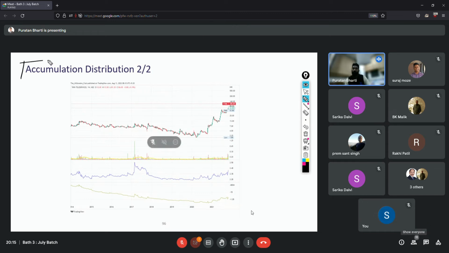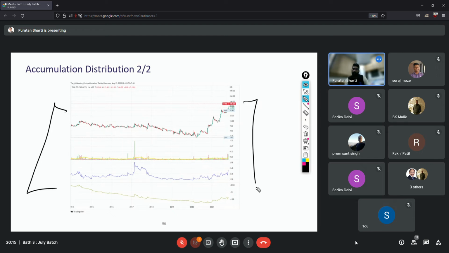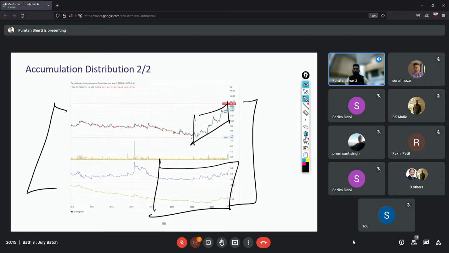So we are looking at accumulation distribution. This is the OBV line that you've just looked at, and this is the accumulation. What do you notice here? Do you see something here? Any observations here, especially this part of the chart? If you look at this part, any observations that you got?